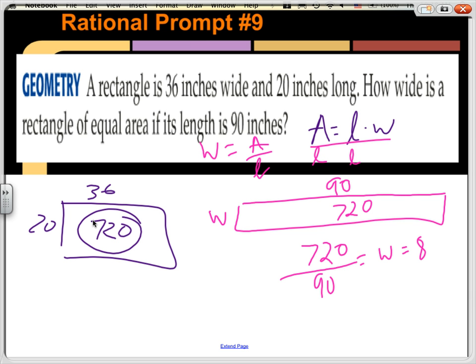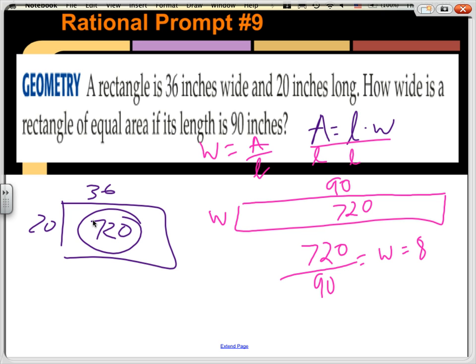Now, can we have another combination? Is this the only combination that makes 720? Can you give me another combination of length and width, besides 36 and 20, besides 90 and 8? Yes. 720 and 1. You can have the longest length, 720, and the width just a little 1. That's 720, right? What else? 120 and 6. That works. Any other combinations? 80 and 9. Yeah. So you can sit here all day long and tell me different combinations.